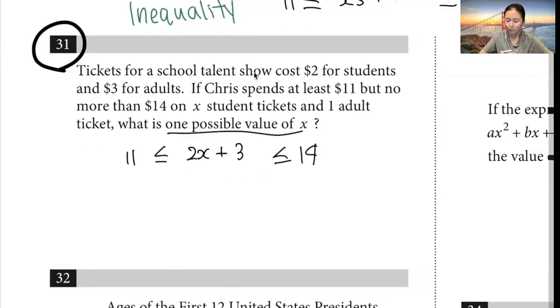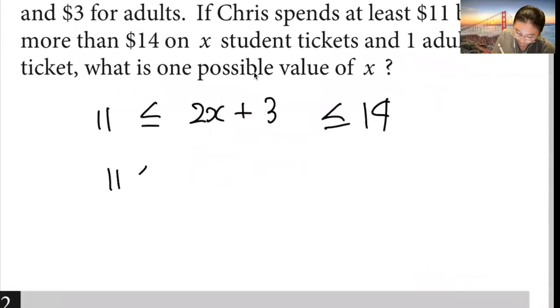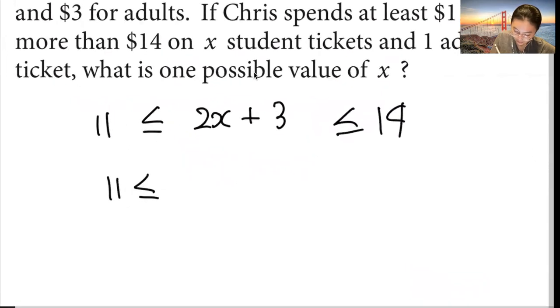And the fact that College Board is saying "one possible value of x", not always, but it basically means there can be more than one answer. But don't be fooled by that. Let's do it properly then. So 11 is less than or equal to 2x plus 3. And you might know this, you might not, but inequalities are basically normal equations. It's just if you divide or multiply by a negative number, the inequality sign flips. That's the only thing you need to keep in mind.